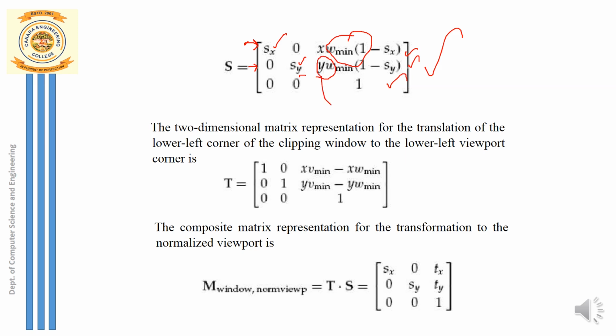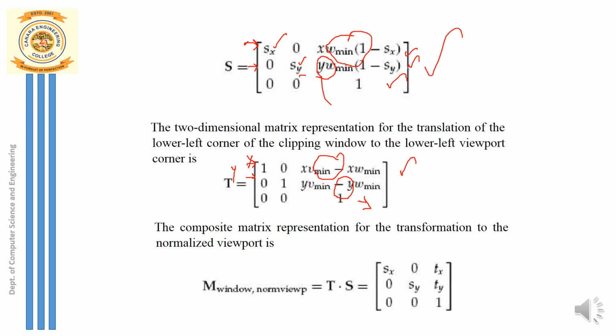Once the scaling matrix is set up, I can set up the two-dimensional translation matrix also. The first row indicates translation along x, the second row indicates translation along y. In translation, the third element always indicates the displacement factor. Remember, in translation 1 0 tx, 0 1 ty, what is tx? It's given by xv min minus xw min. And ty is yv min minus yw min. The third row indicates the z value, which is equal to 1.